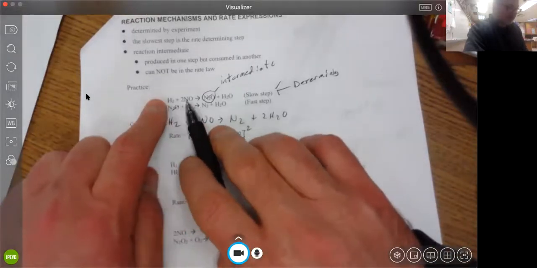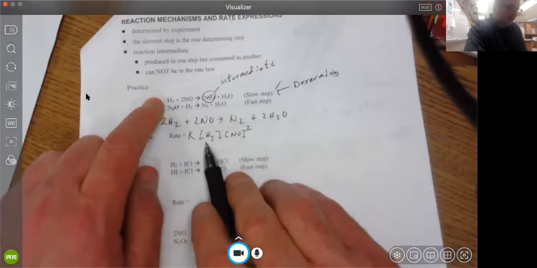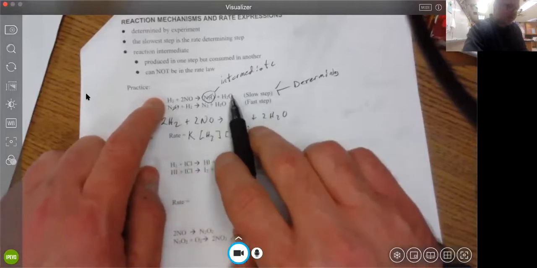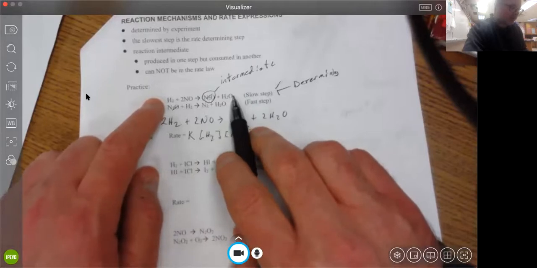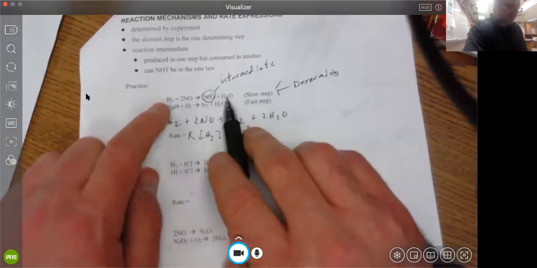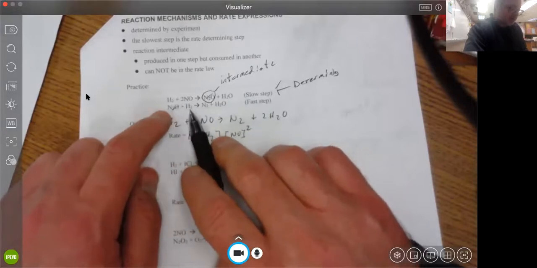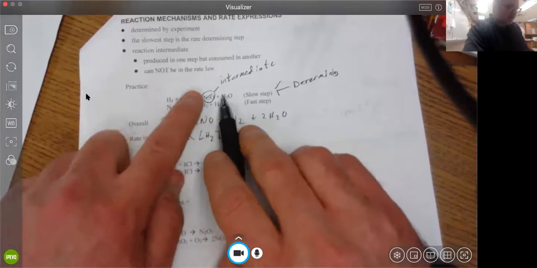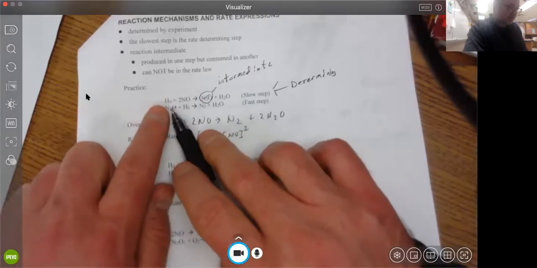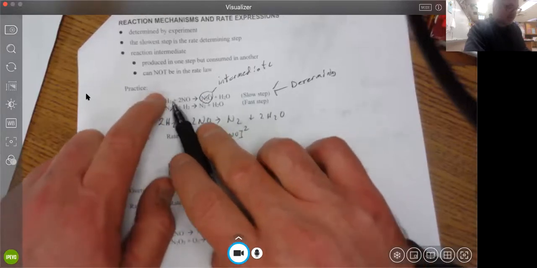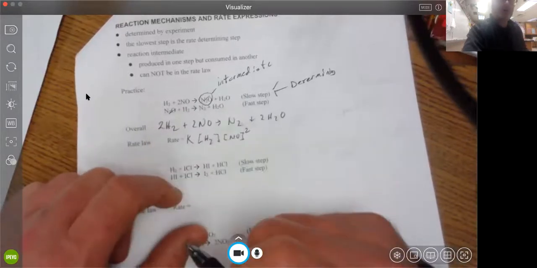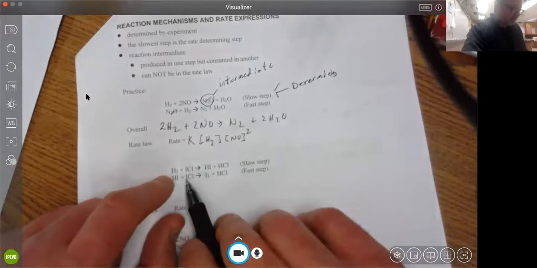This occurs where H2 reacts with NO, right? And then it makes this N2O. That N2O then reacts with H2 to make N2 and H2O. So this reaction occurs to make these, then this reacts with your initial of this to make these two things. Same thing with this.